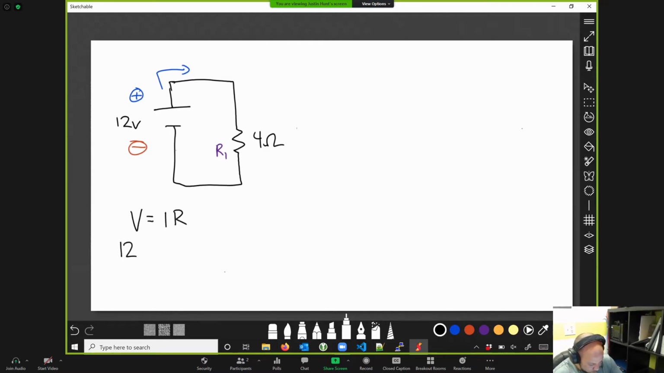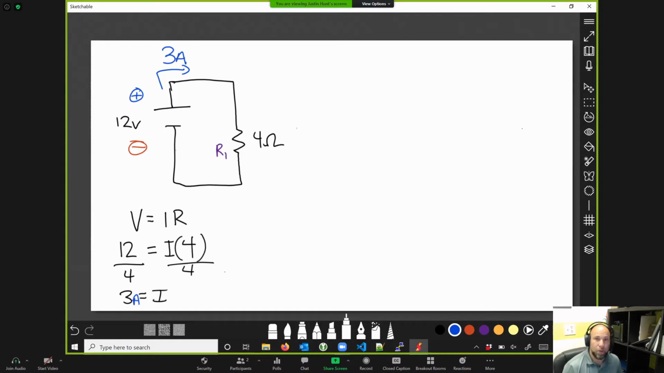Our voltage is equal to 12. We do not yet know the current. That's what we're trying to find out. And our resistance is 4 ohms. All right. Let's do some division. We're going to divide 4 on both sides, which gives us 3 is equal to I. And we always measure current in amperage. So 3 amps of current are flowing through our simple circuit. Simple circuit, simple answers, rockin'.